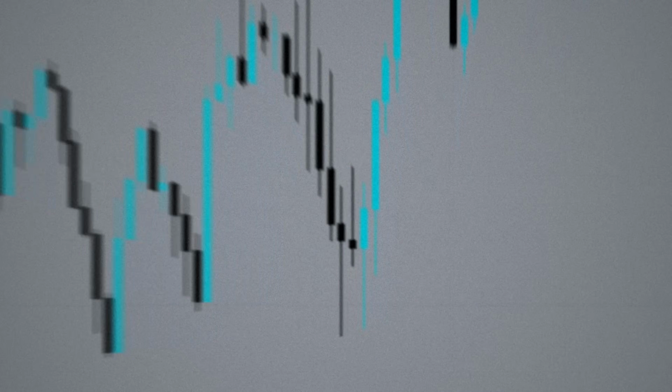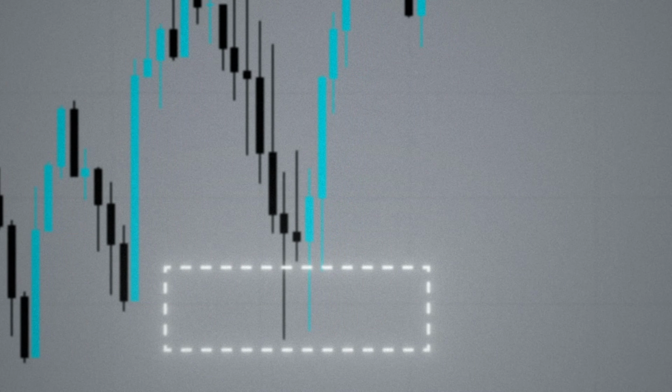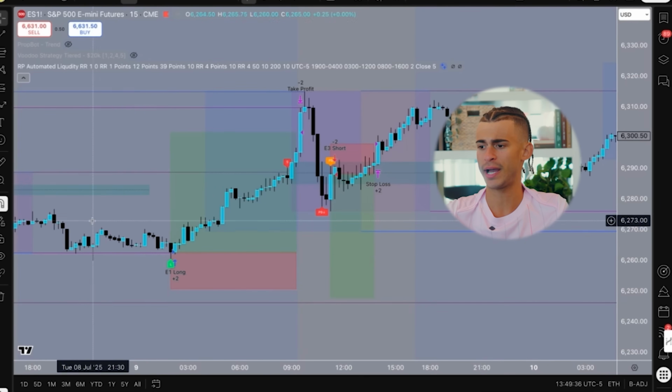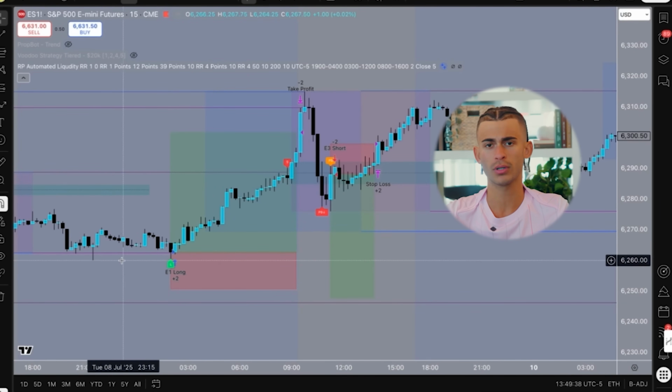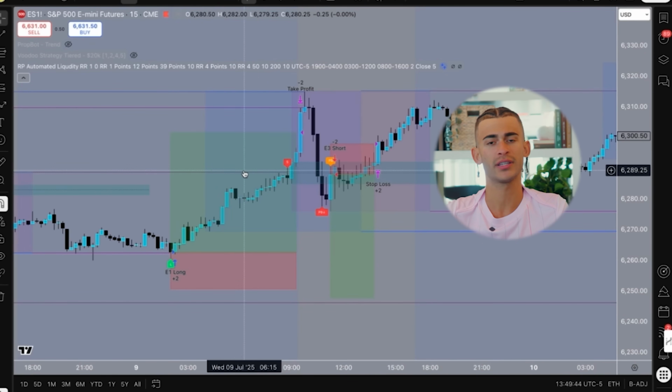These levels are so powerful because institutions know that retail is placing their stop losses slightly under these levels, so they like to sweep the stop losses, grab the liquidity, and then continue to push price either up or down. Here's a beautiful example of what I'm talking about. We have an untested New York low, price comes down, sweeps this low, takes out some of the stops, and then continues to move up and target this next high.